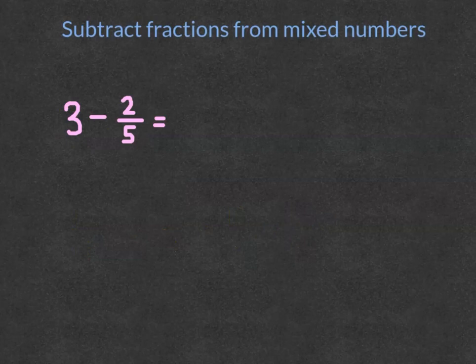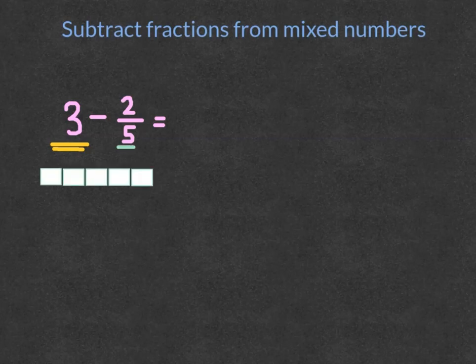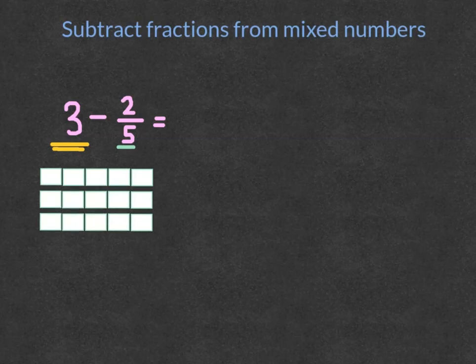Here's another one. 3 take away 2/5. What do you have to do first? Can you remember? That's right. We have to show 3 as a fraction. And we want that fraction to be in fifths. So there's a figure that represents 1 whole, 2 wholes, and 3 wholes. So 3 is 15/5. And we want to take away 2 of those fifths.